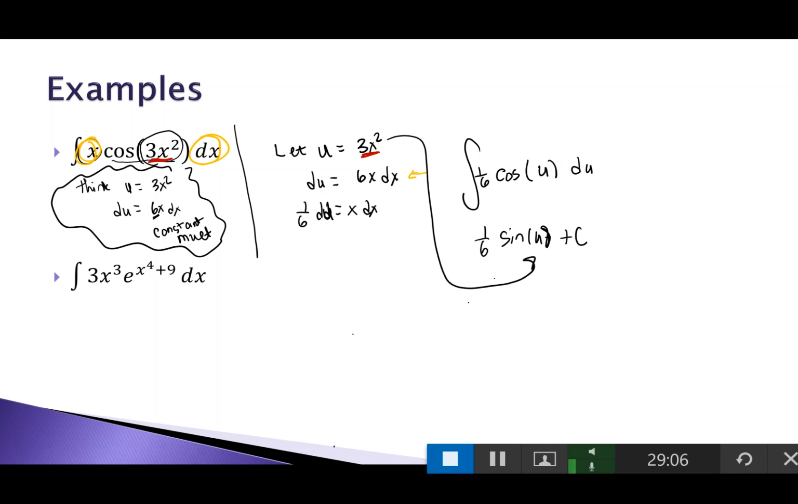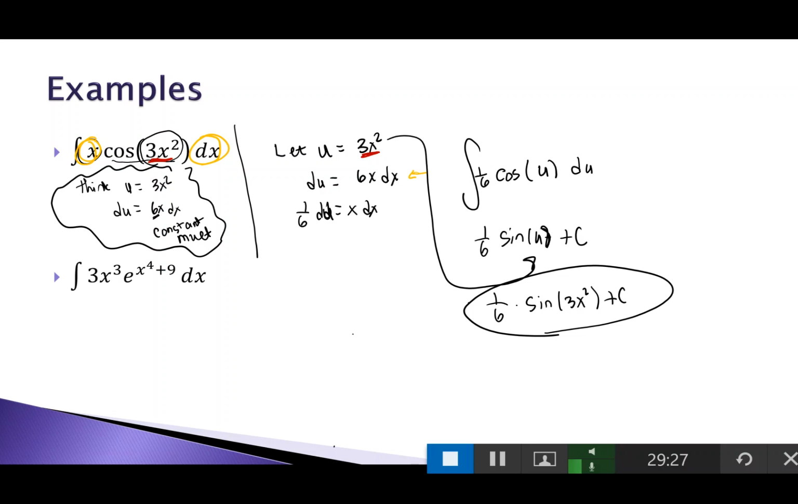What was u? U was 3x squared. So 1/6 times sine of 3x squared plus a constant. And there's my final answer. We can do the other one in class if we want to, on Tuesday or Thursday. Okie doke. Let's move on.